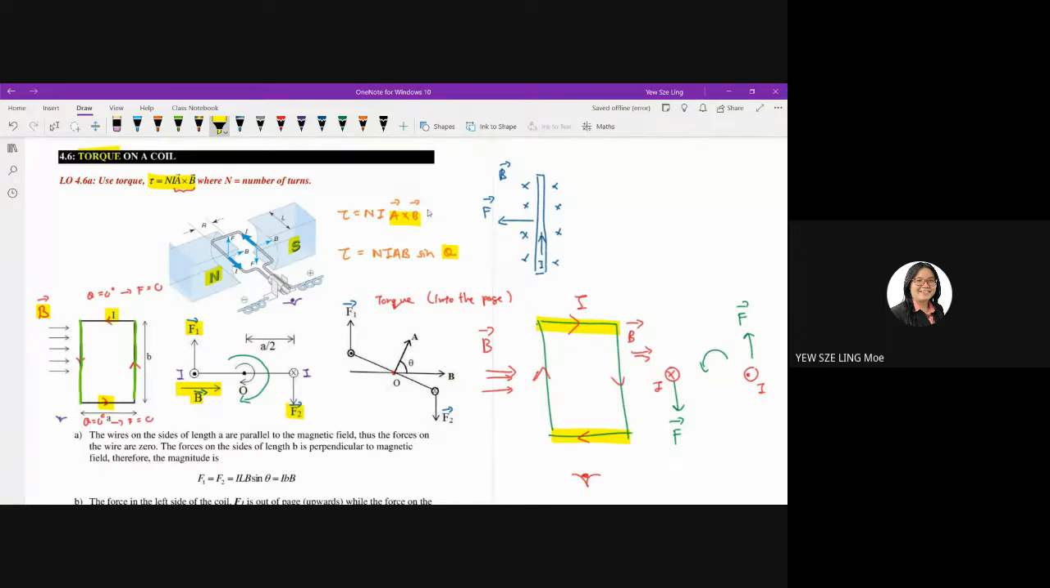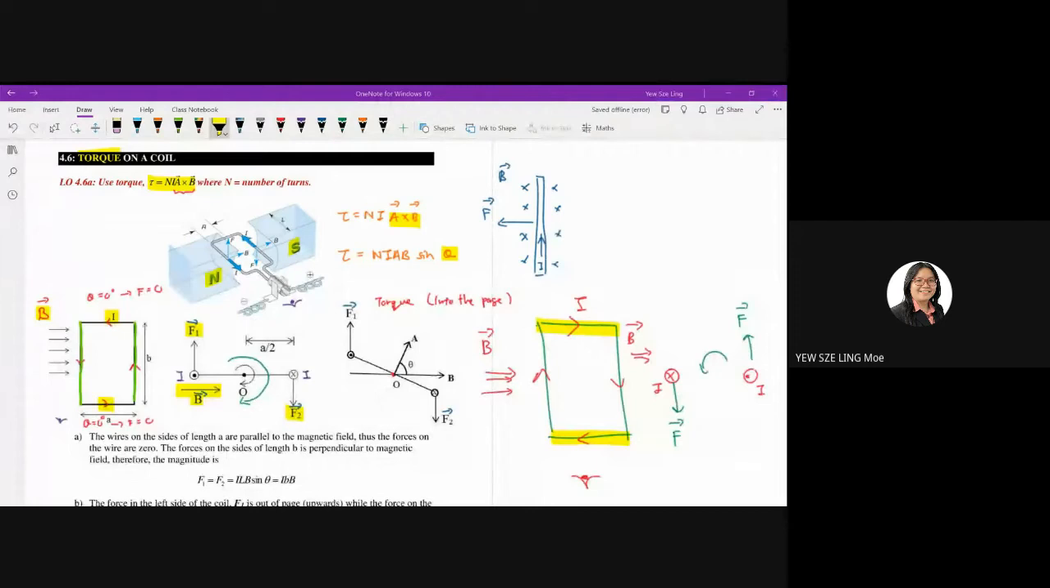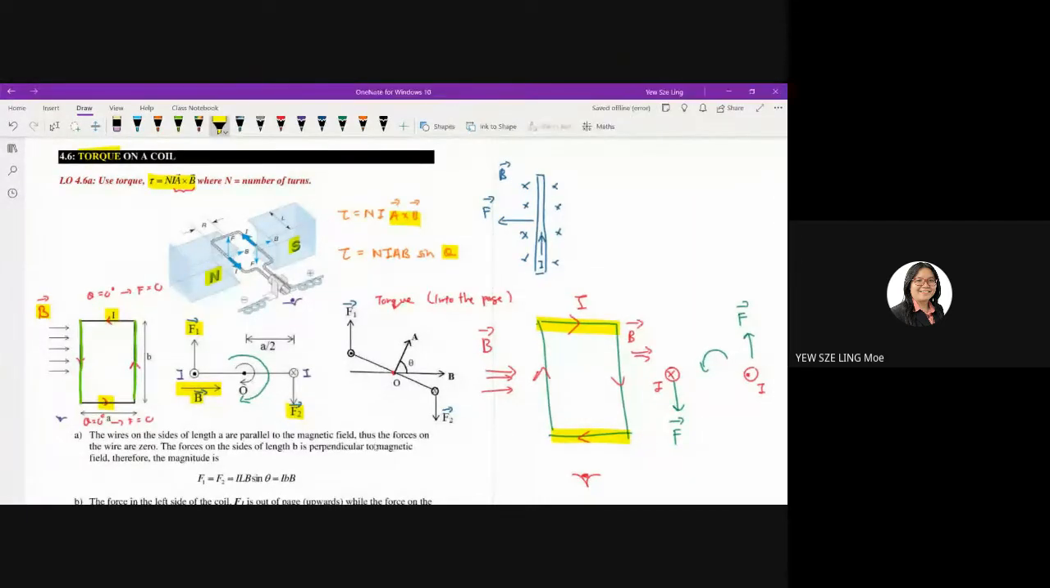When it comes to determining the directions between A and B, this is the part that you have to be extra careful. The vector A right here doesn't represent the directions of the surface area. It represents a direction that is perpendicular to the surface area. That is your vector A. Vector A is not the surface area's direction, but it is perpendicular to the surface area.